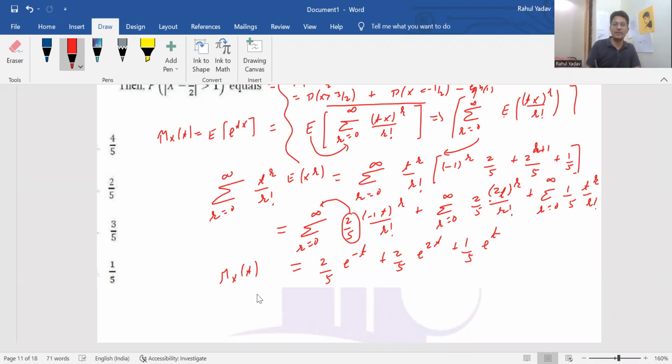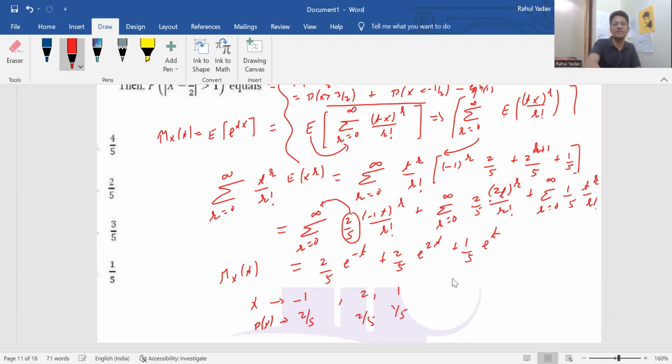You remember the basic formula: when we have the discrete case, we can write the expectation in this form. So my random variable X takes only three values, -1, 2, and 1, and the respective probabilities are 2 by 5, 2 by 5, and the final term 1 by 5. These are my probability function.